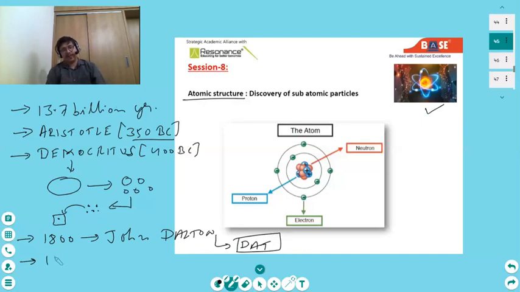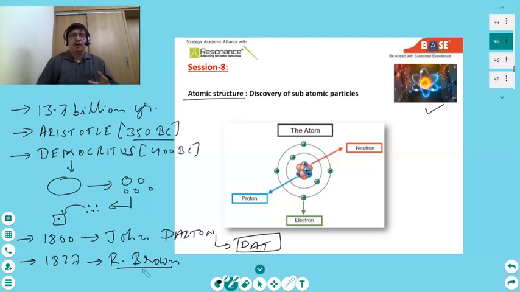After some time, in 1827, there was another scientist, Mr. Robert Brown. John Dalton was a British high school teacher, whereas Mr. Robert Brown was a biologist, basically a botanist. He studied the concept of Brownian motion. Brownian motion means small pollen grains move in a zigzag motion like this. From there, he gave the concept of the atom. So this is the timeline of the atom, how the atom was known in the past and at present also.